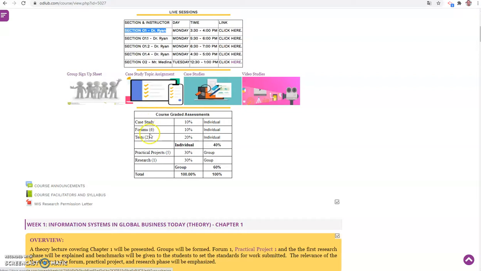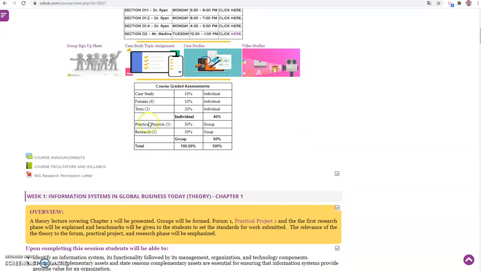Okay, there's going to be 6 forums. Forum 0 is not graded, it's an introduction. The other 5 are graded, and they're 2 points each for 10 points. There are 2 tests, and they're each worth 10% for 20%.